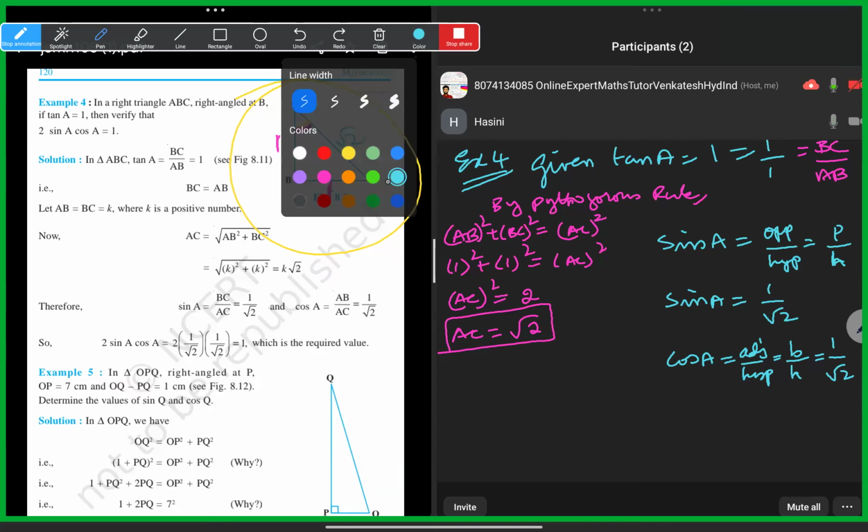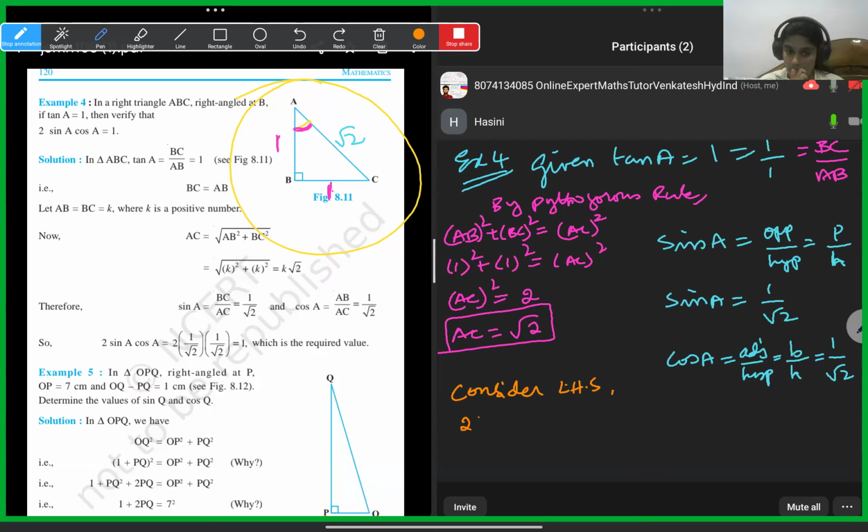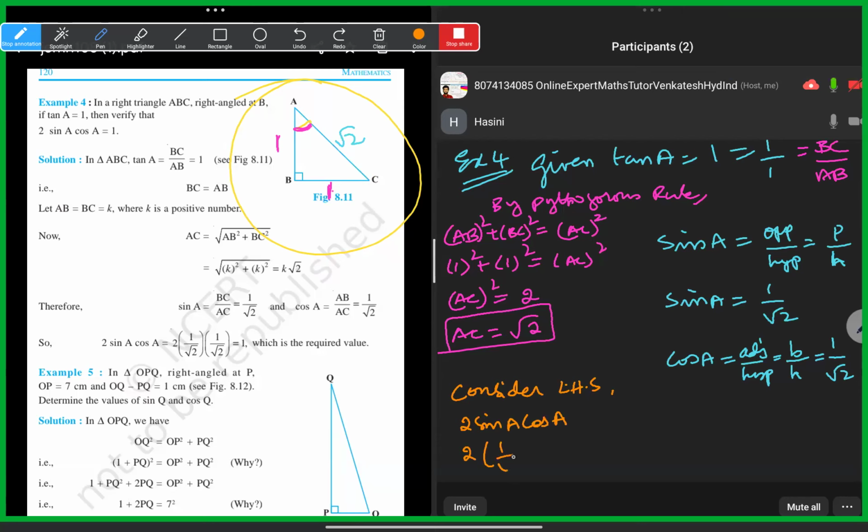Yes, Hasni. Now I am considering the LHS, the one which we need to prove, because we need to bring it to the RHS. 2 sin A cos A. So 2 sin A is how much? 1 by root 2. Cos A is how much? 1 by root 2. So it will become 2 into numerators. If we multiply, it is 1 into 1.